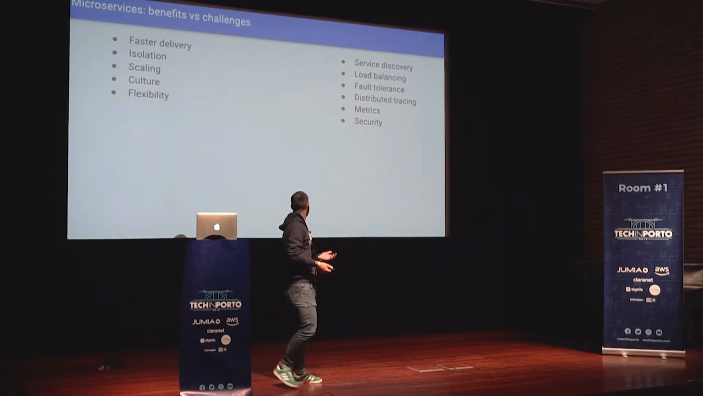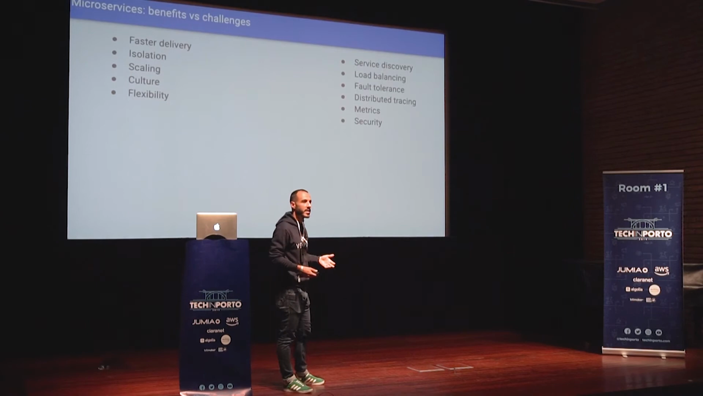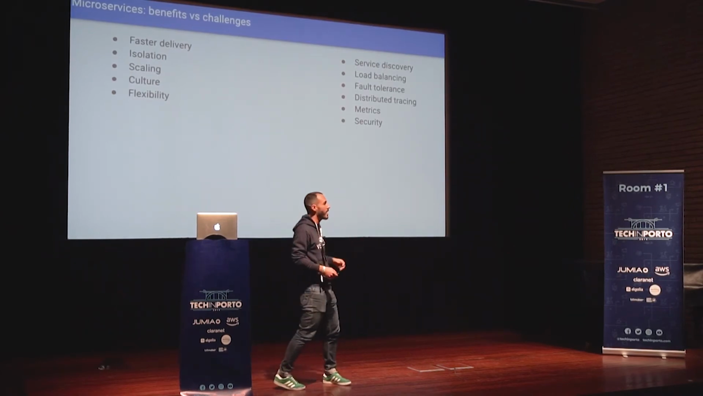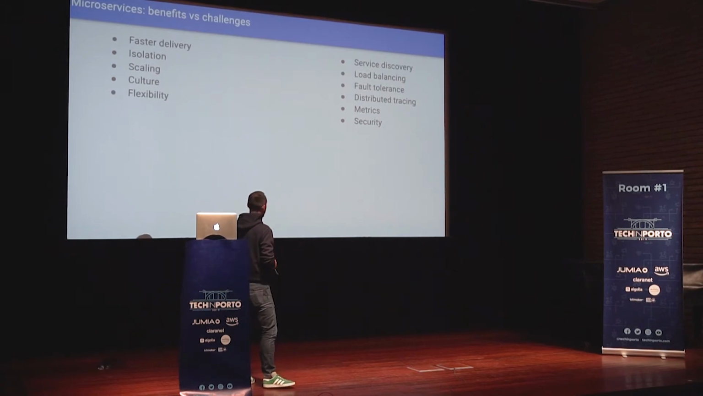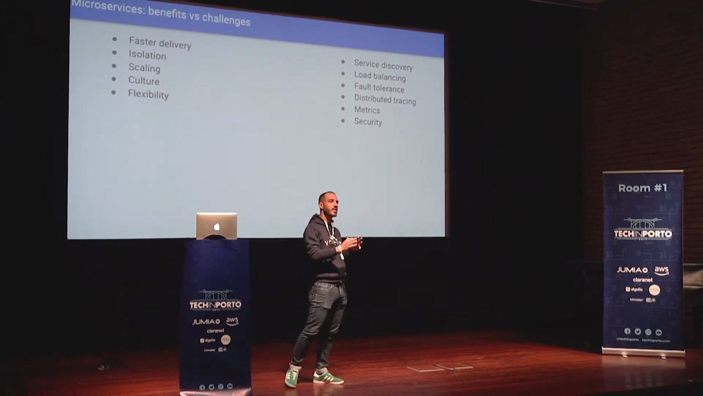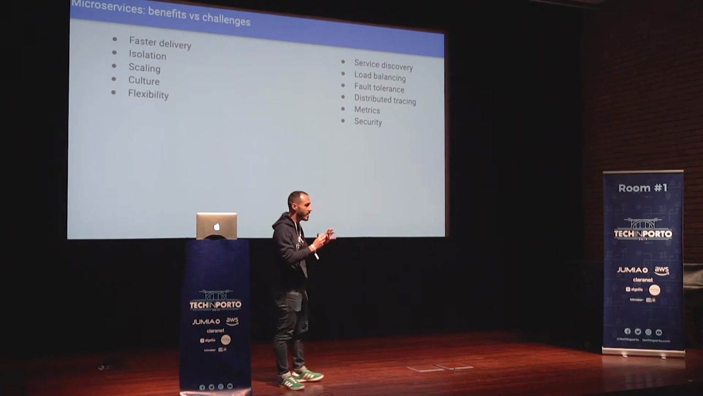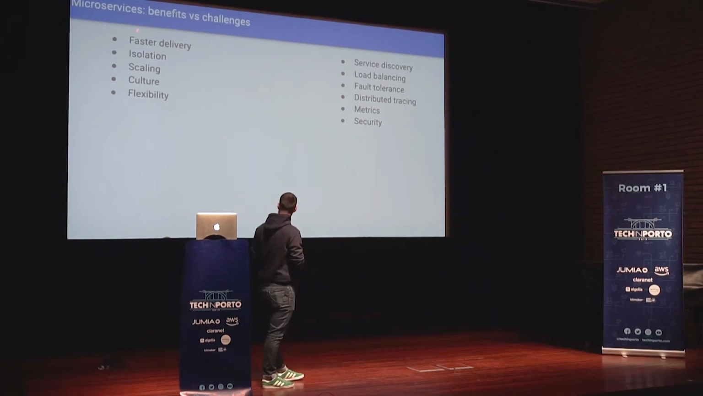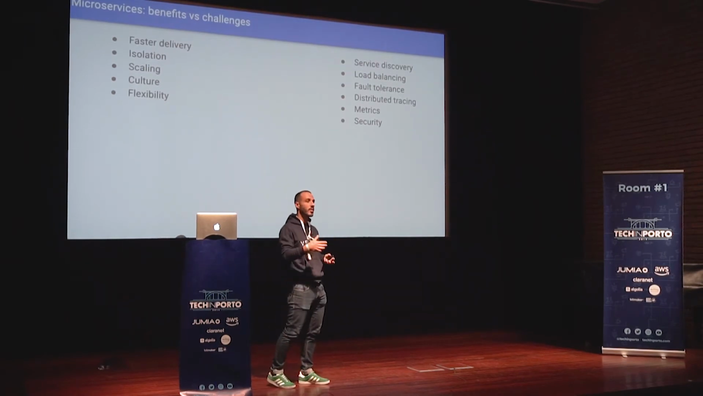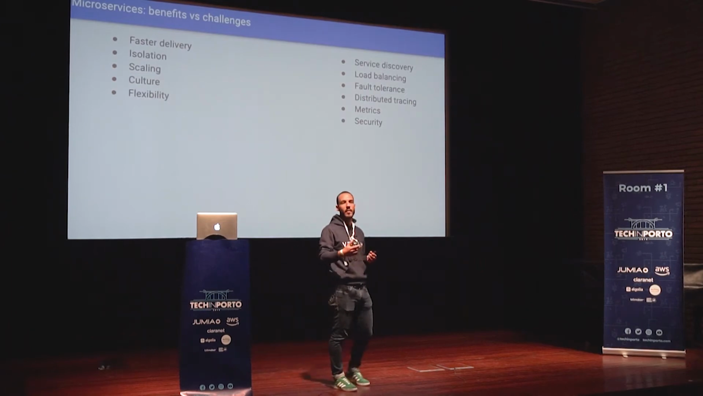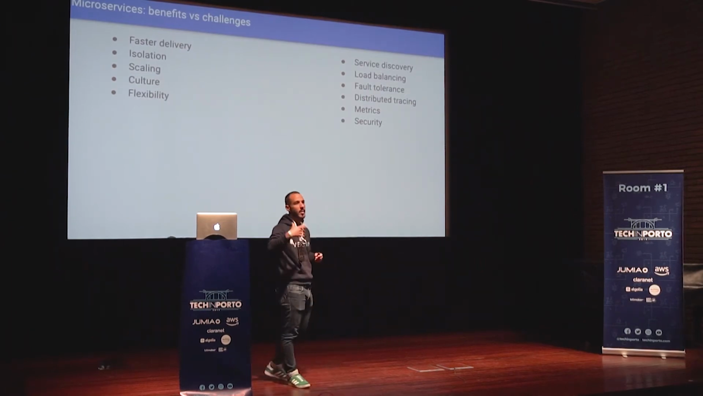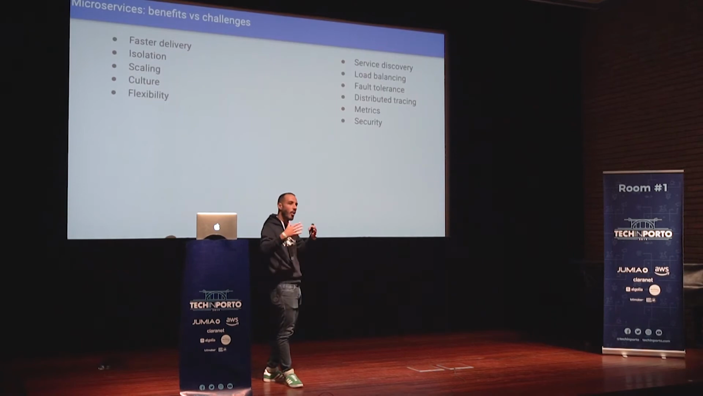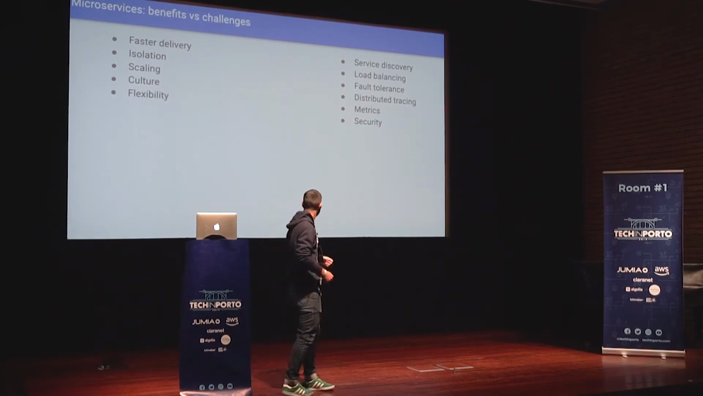So the benefits, we can see that we have faster delivery. It's easier to write code. It's faster to deploy. It makes it a lot easier to get code into production. You can isolate it. So basically, if one service only does one thing, it needs to do it well. But we have to be careful with this isolation. Scaling also comes as a benefit. If you have an authentication system and a lot of people authenticating to your system, you only need to scale that part of your system.